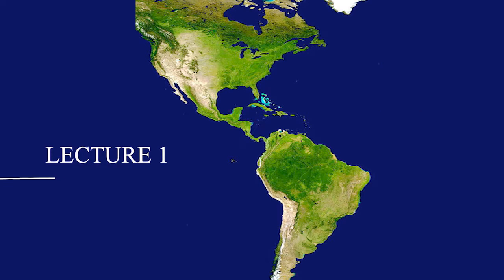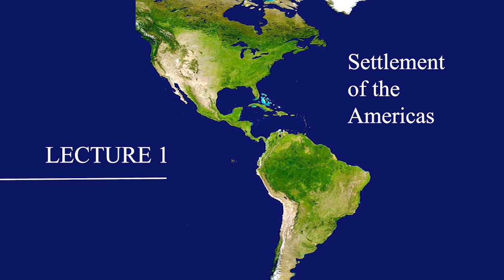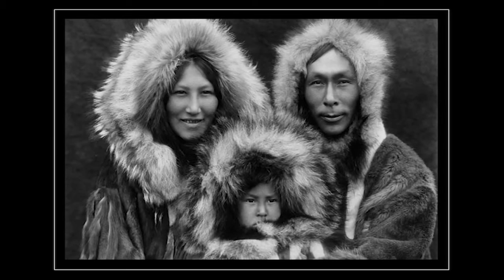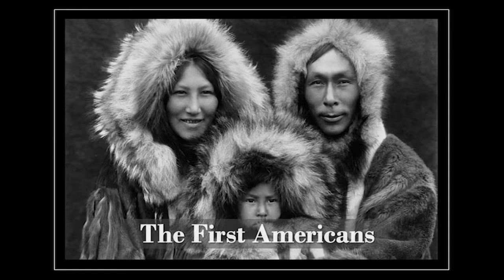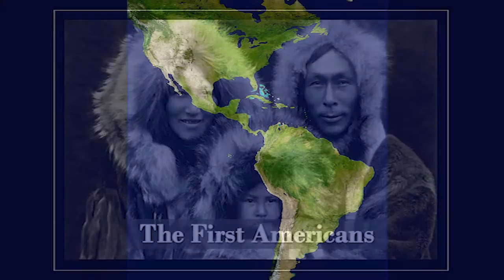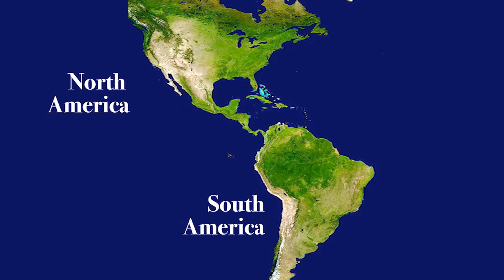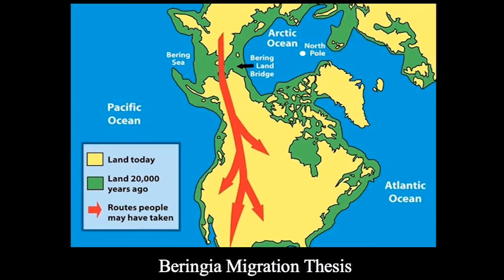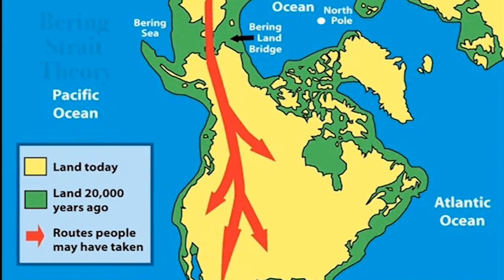Lecture 1, Settlement of the Americas. Today, we'll talk about the arrival of the first Americans by engaging with several of the most common theories of how native peoples came to occupy North and South America. The first and most widely accepted explanation is the Bering Strait theory.